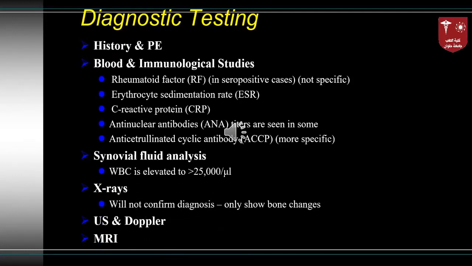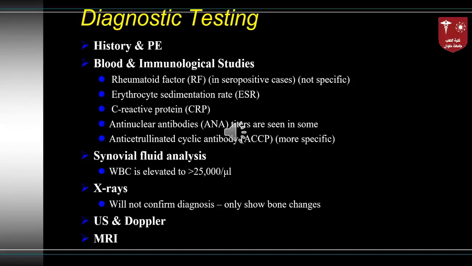The mainstay of rheumatoid arthritis diagnosis is the history. After that comes the physical examination, then the investigations. We collect blood for rheumatoid factor, which is an immunological test that is not specific because it is positive in some other cases rather than rheumatoid arthritis. Also the erythrocyte sedimentation rate and the C-reactive protein, which are two of the acute phase reactants that are raised in all inflammatory conditions, including rheumatoid arthritis. Again, both are not specific.